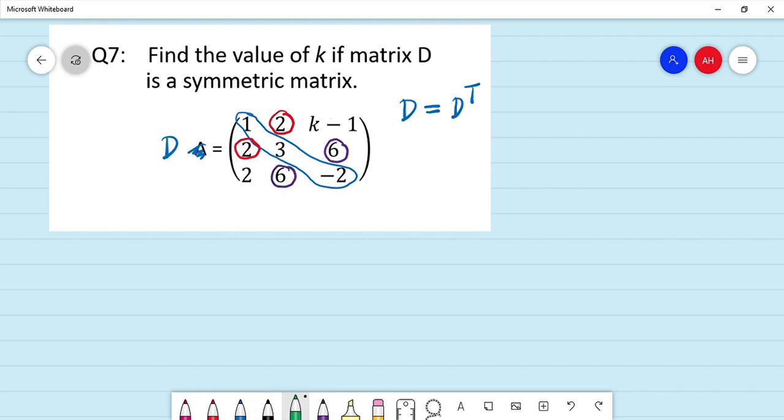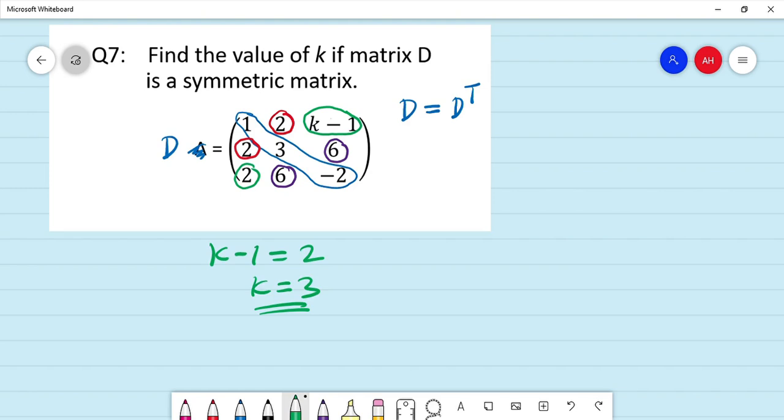Now, this element here, that is k minus 1, must be equal to number 2. So that's the equation that we are looking for. That is, k minus 1 must be equal to 2. Therefore, k is equal to 3. Okay, that's the answer for the value of k.